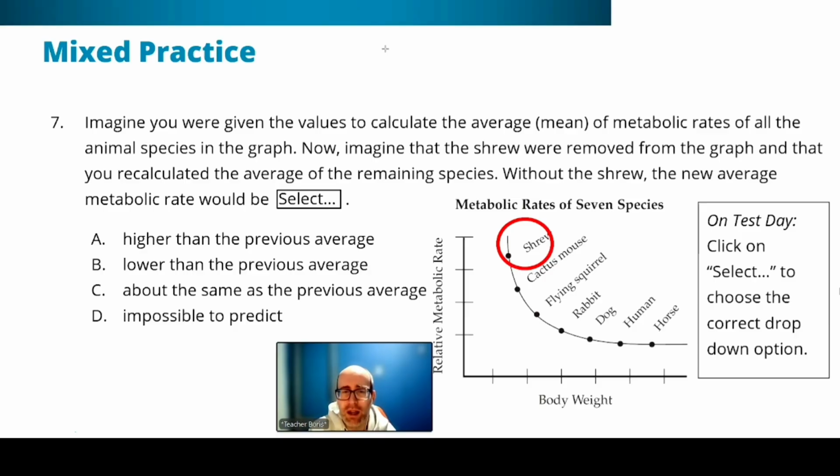I beg your pardon. I said that incorrectly. The shrew has the highest metabolic rate and the lowest body weight. We're talking about metabolic rate, so the shrew is the highest. If you have a list of numbers and you take out the biggest one, that will cause the average to get smaller. Now, some important trap answers on this one.